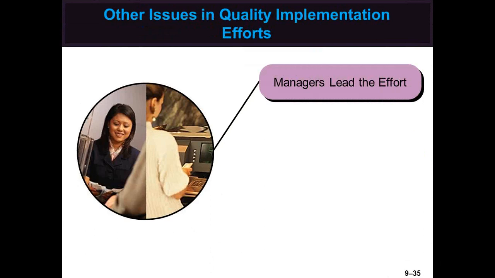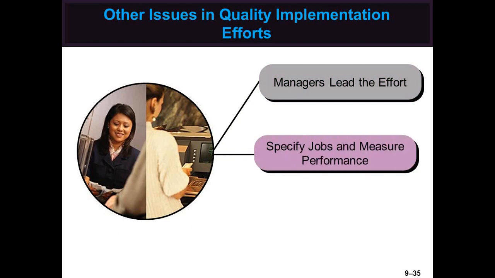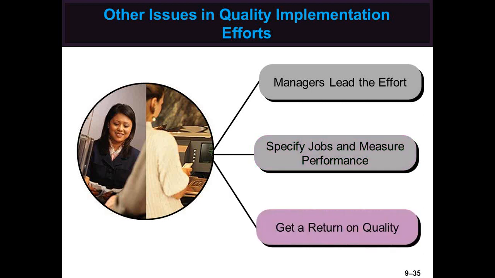There are several other things marketers can do to make the implementation of quality improvement efforts more successful. Managers must lead the quality effort through their actions and involvement. TQM won't work without top-level support. Firms that are successful clearly specify jobs and measure performance. Firms must detail what tasks need to be done, how, and by whom. Getting a return on quality is important, so managers must take care to deal with the most critical customer satisfaction issues in order to control costs.